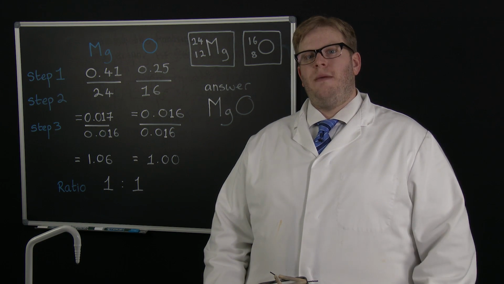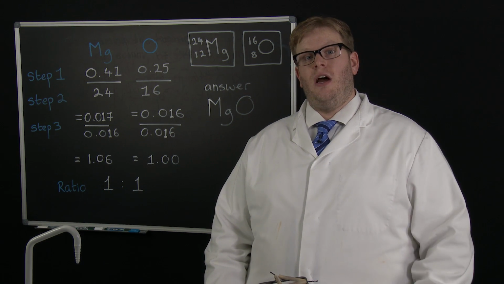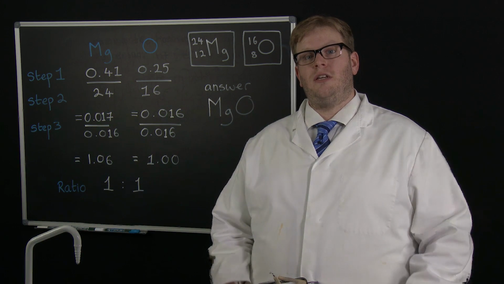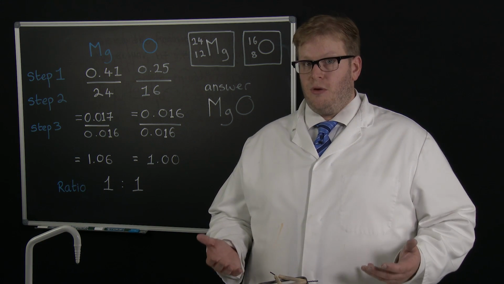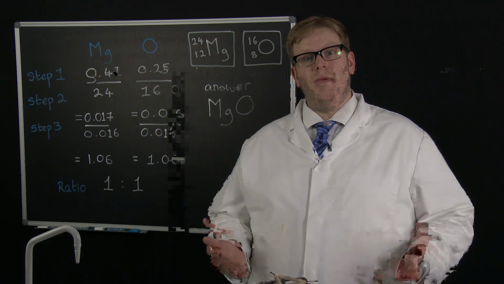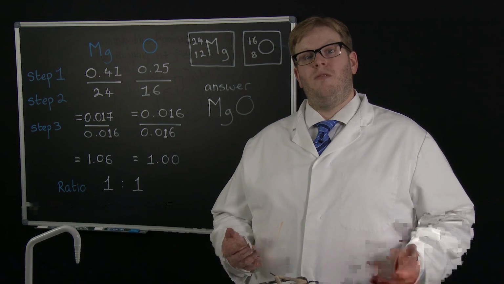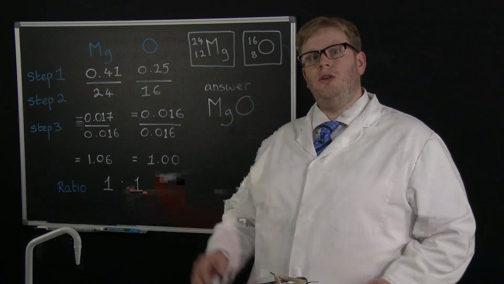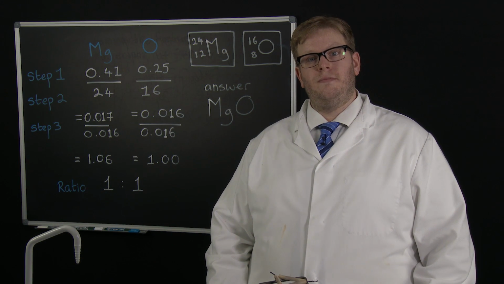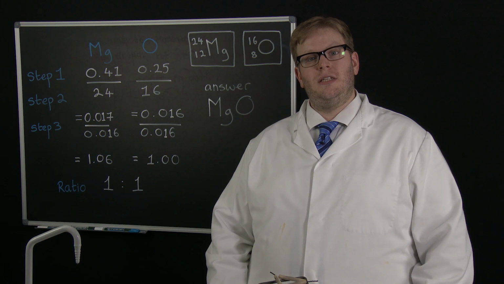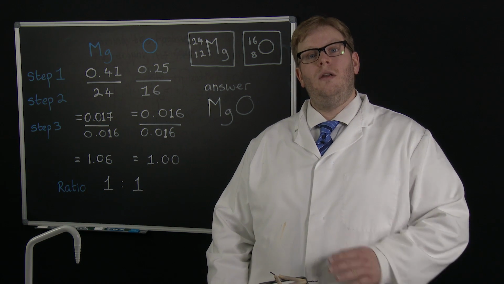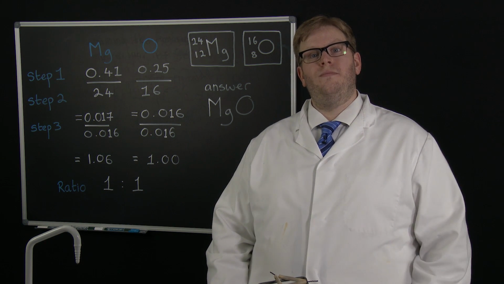The third step in my calculation is to divide the answer by the smallest of the answers I've got. That gives me a ratio. Now the data is not perfect because they're using experimental values. This gives me a ratio of 1 to 1 using the nearest whole number. My answer, therefore, for the formula of magnesium oxide is Mg1O1 or MgO.